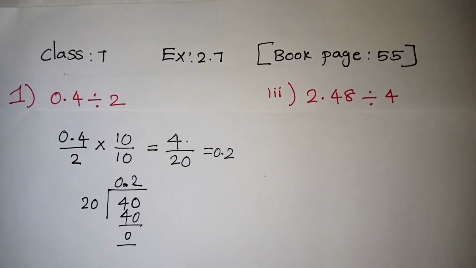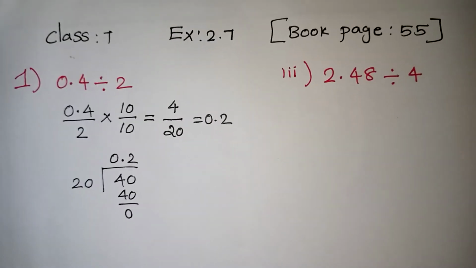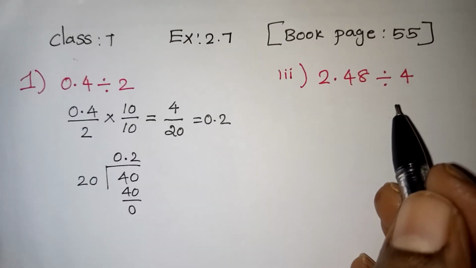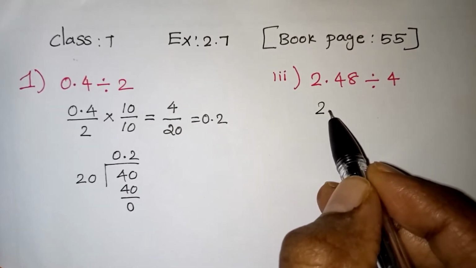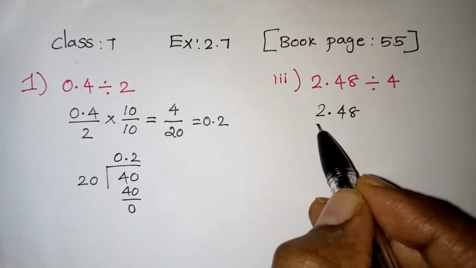We'll move on to the next problem now. Our question is 2.48 divided by 4. First the division should be written as a fraction. So 2.48 divided by 4.